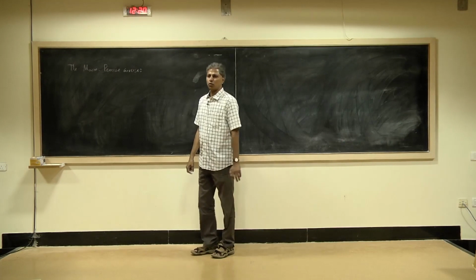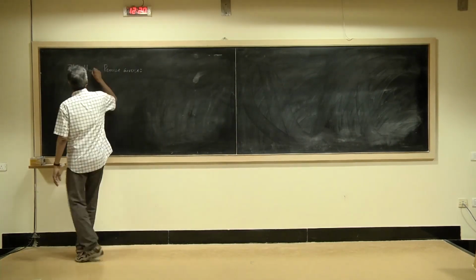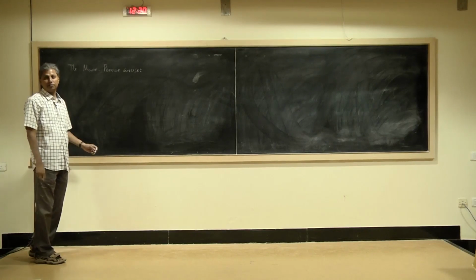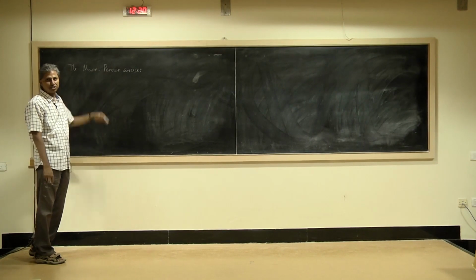Traditionally, the Moore-Penrose inverse has been defined in the following manner. By the way, Moore was a 20th century, even 19th century mathematician. Penrose is very much alive. He is a physicist. He is at Cambridge University.